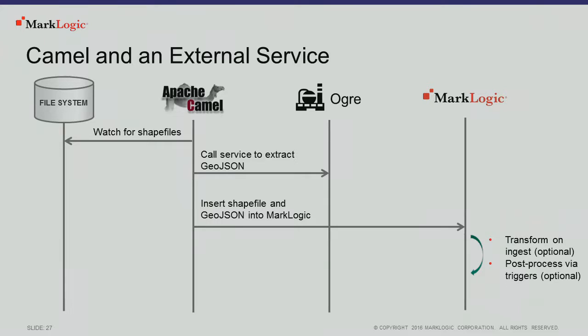If I wanted to do both the shapefile and the GeoJSON document together, I could have used our Java client API to open up a transaction and write both documents. And if anything fails, the transaction will roll back and nothing will be persisted to MarkLogic. So if you're looking for those kind of transaction semantics, I would definitely start with one of our client APIs, either the Java API or the Node API, or you can do it directly from the HTTP interface.